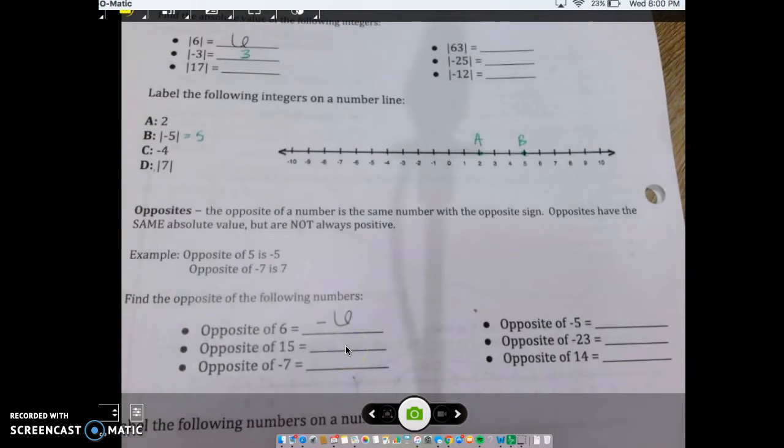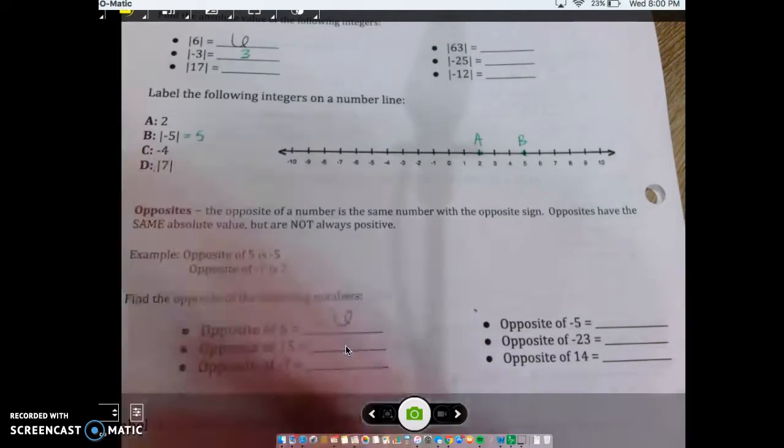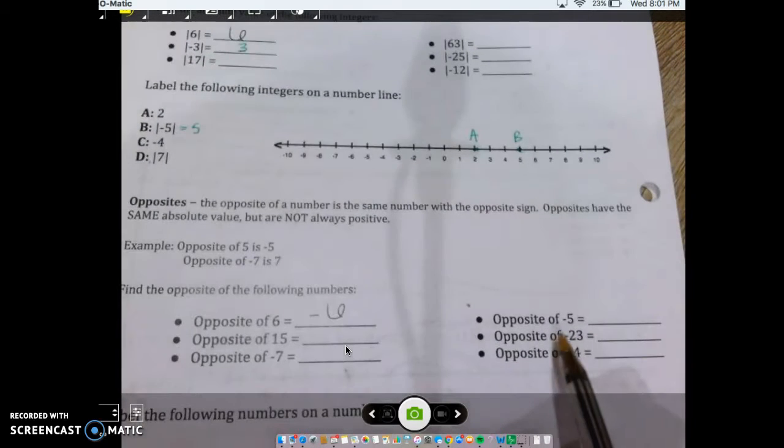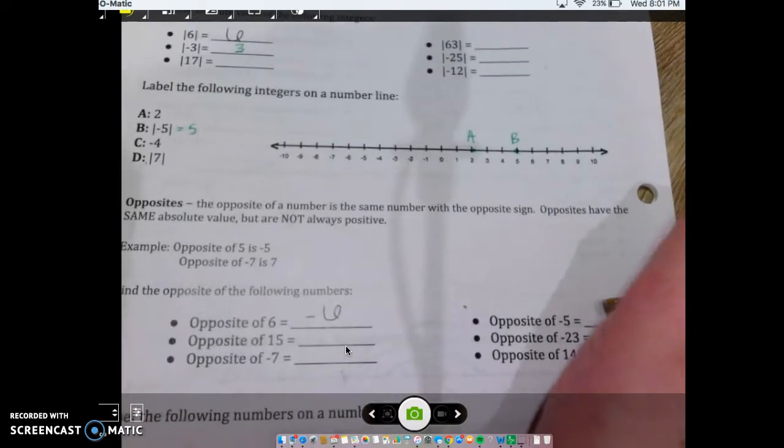So I did the first one here for you. The opposite of 6 is -6. And then if I look here, let's do this one. The opposite of -5 is 5.